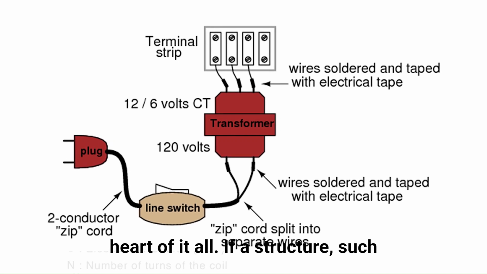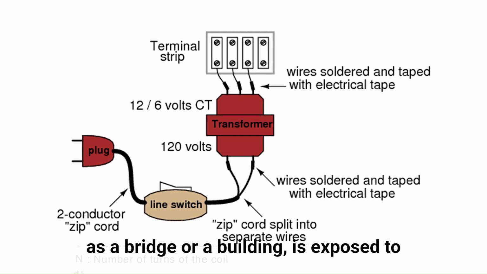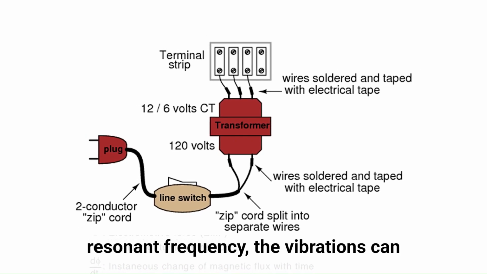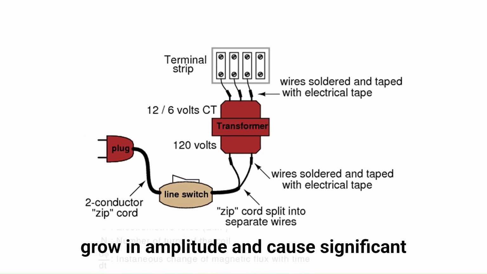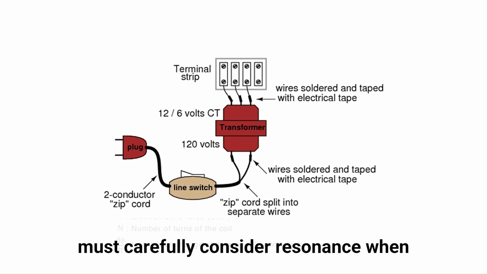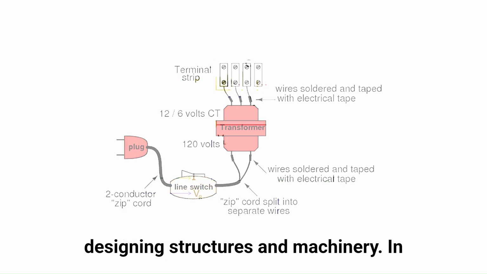If a structure, such as a bridge or a building, is exposed to external vibrations that match its resonant frequency, the vibrations can grow in amplitude and cause significant damage. This is why engineers must carefully consider resonance when designing structures and machinery.